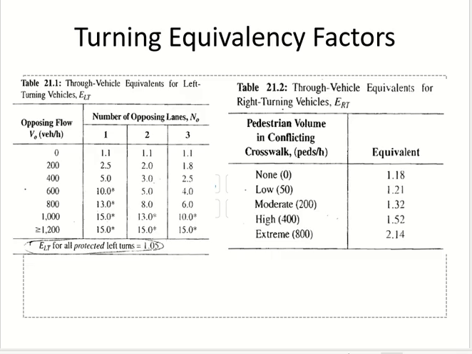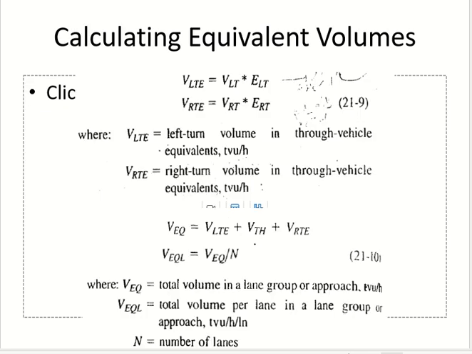But there could be pedestrian crossing, so that's why it depends upon pedestrian volume. Clear? In each case, the factors are fixed. Now what can we do with these factors? You take these factors and multiply the turning volumes. Those turning volumes now become equal to straight volumes. They become equivalent straight volumes.